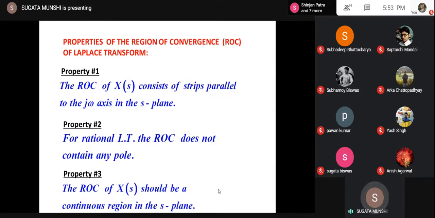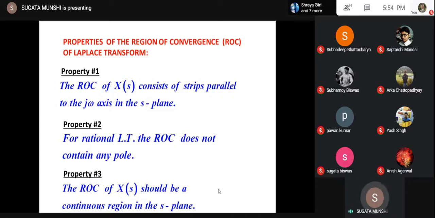For rational Laplace transform, the ROCs cannot include poles, because obviously at the poles X(s) tends to infinity. ROC means the region of convergence, the region in the S plane where X(s) is finite. Our Laplace transform converges means X(s) becomes finite, but at the poles X(s) is infinite. So the poles cannot lie in the ROC. They can lie in the ROD. They can lie at the boundary of the ROC and ROD, but not inside the ROC.